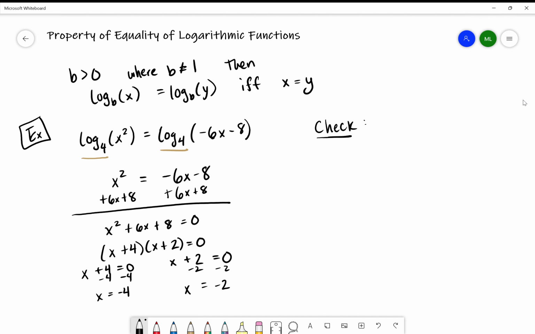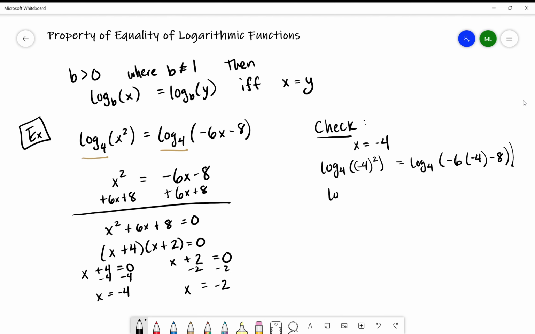So let's first check the x equals negative 4 value. If I plug it in, does log base 4 of negative 4 squared equal log base 4 of negative 6 times negative 4 minus 8? If you get a negative number in any of them, obviously that's not going to work, because the only input value that you can have in a log function is a positive number. Not even 0, because 0 is also undefined.